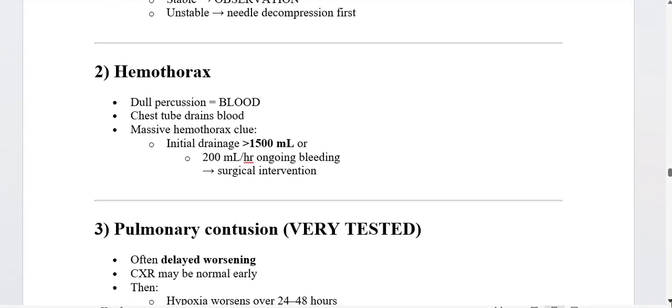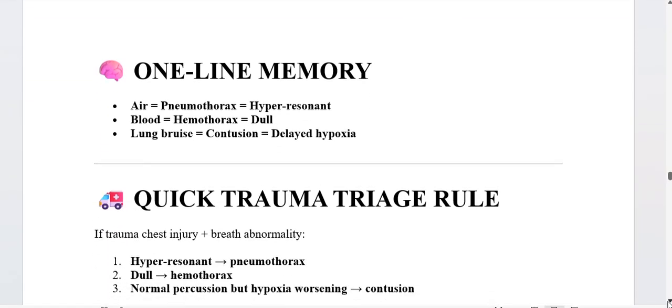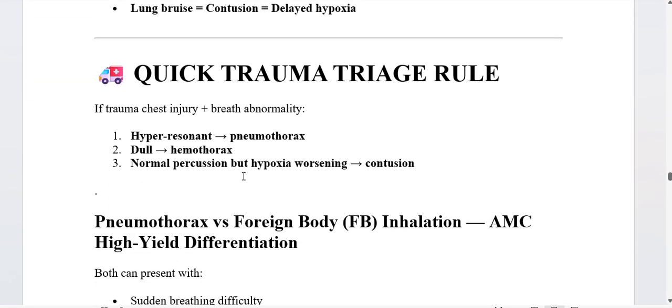Hemothorax, dull percussion, blood: chest tube. Massive hemothorax, when the initial drain is more than 1500 ml or there is ongoing bleeding of more than 200 ml per hour, then we have to do the surgical intervention, right? That is thoracostomy. Pulmonary contusion, no need to read anything. Hyperresonant is pneumothorax, dull is hemothorax, normal percussion but worsening hypoxia is contusion.